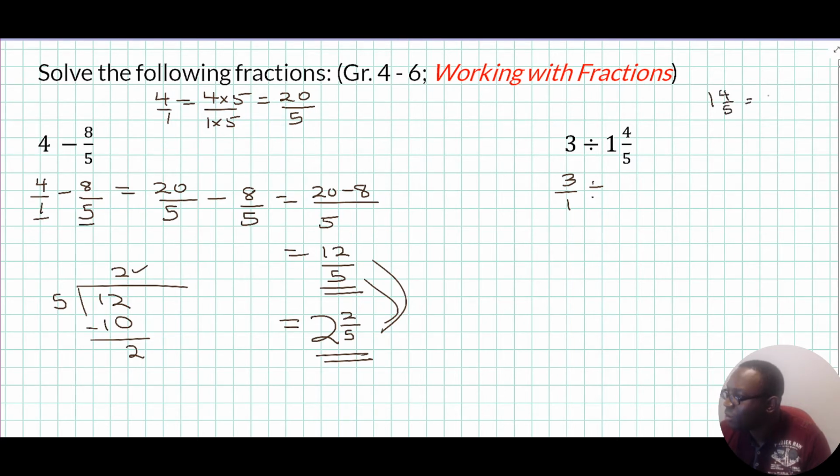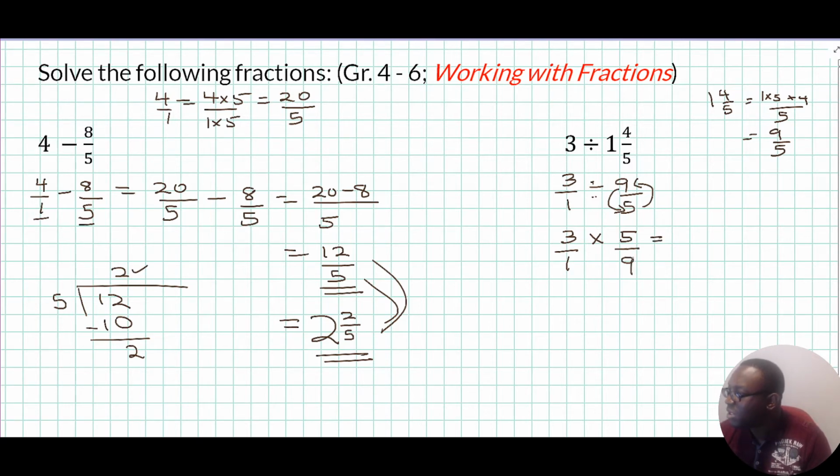So we're going to multiply 1 by 5 and then add 4, divide by 5. So 1 multiplied by 5 is 5 plus 4. That's going to give us 9 over 5. Now we will have to change the sign from a division to a multiplication. So it's going to give us 3 over 1, and then we change to a multiplication. Because we're changing to a multiplication, we have to switch the position of the numerator and the denominator. So it's going to give you 5 over 9.